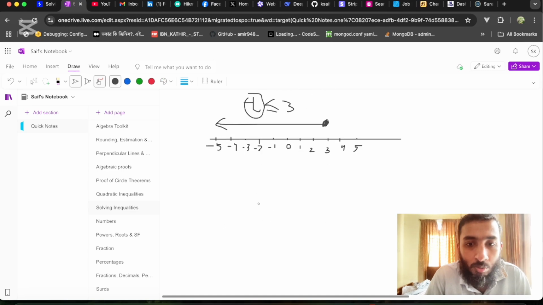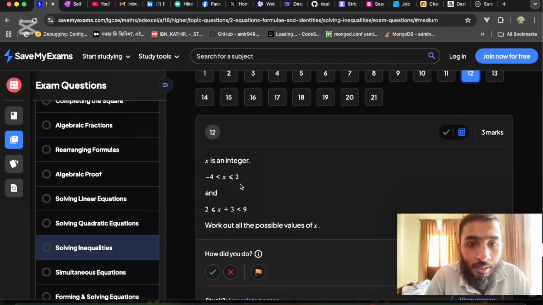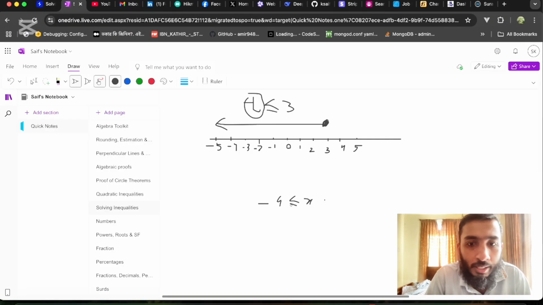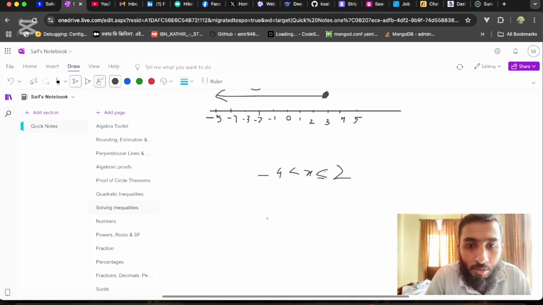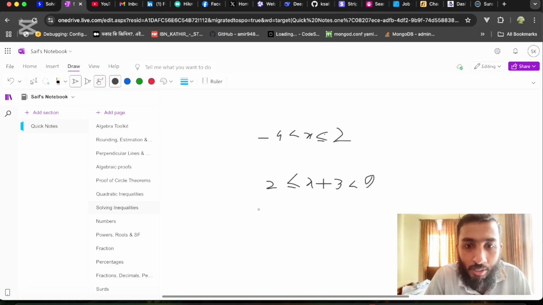So the first one given is minus 4 less than x, and then less than or equal to 2. Let's use the eraser. Minus 4 less than x and then less than or equal to 2. So this is the first one given, and the second one is 2 less than or equal to x plus 3, then less than 9. So this is given.